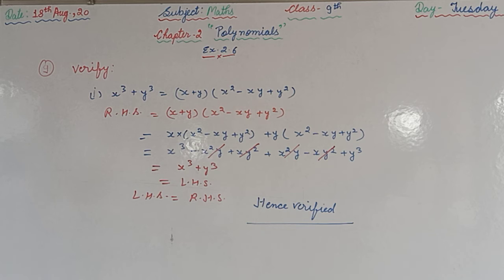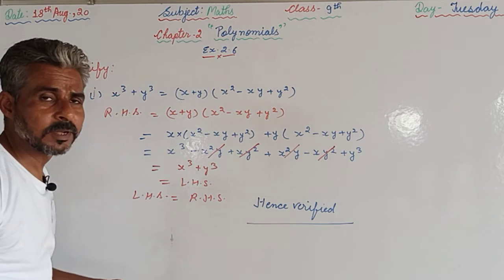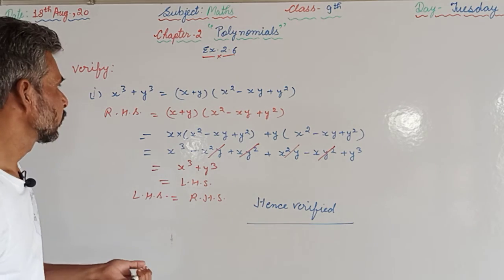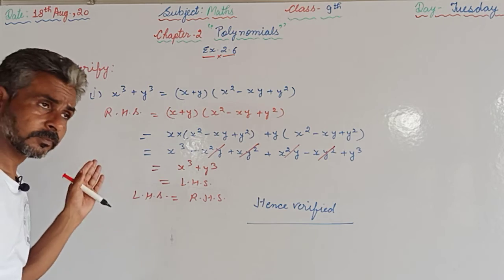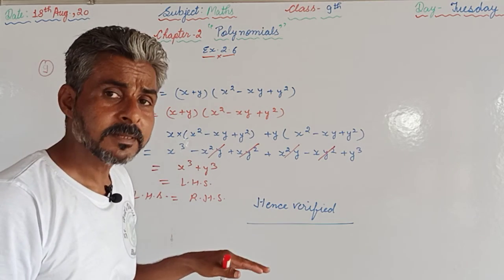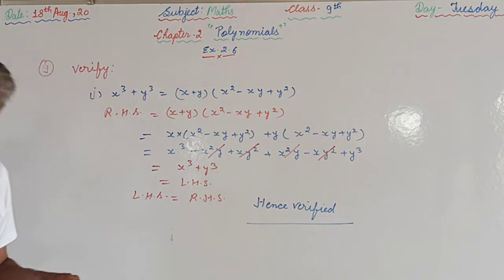If we are supposed to find a cube plus b cube, a cube plus b cube can be written as a plus b into a square minus ab plus b square, or a cube minus b cube can be written as a minus b into a square plus ab plus b square. So this is one of the important formulas as well. So you are supposed to verify the second part.